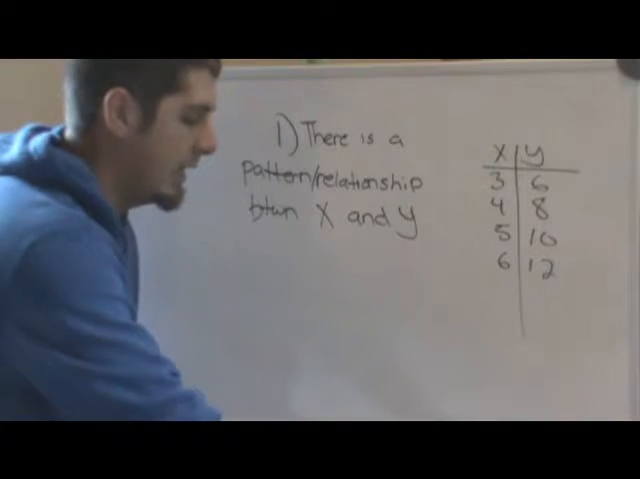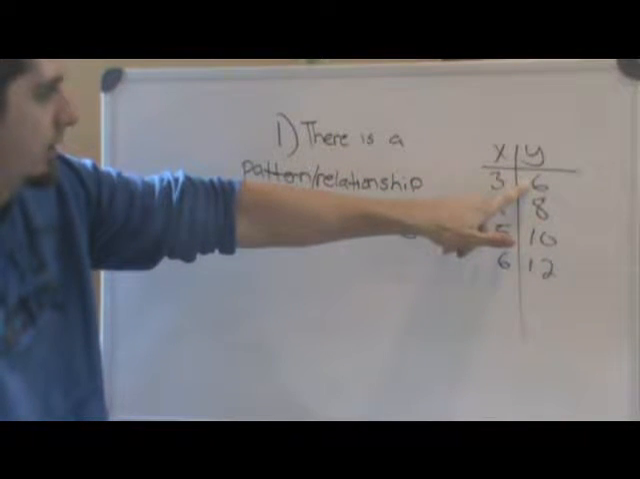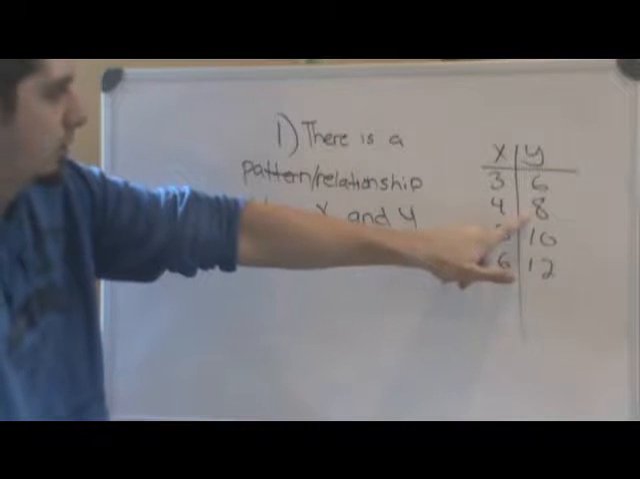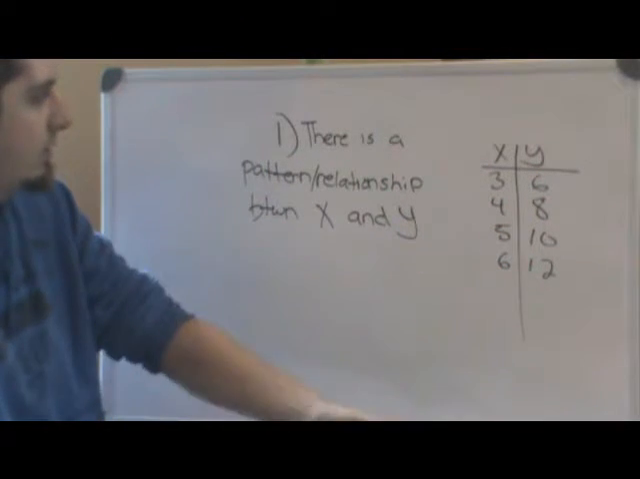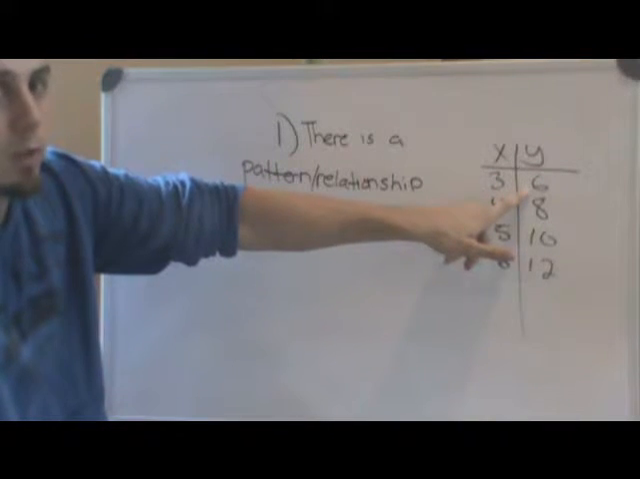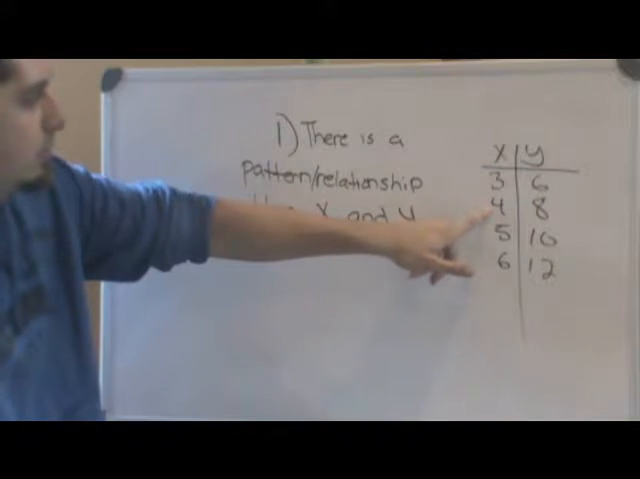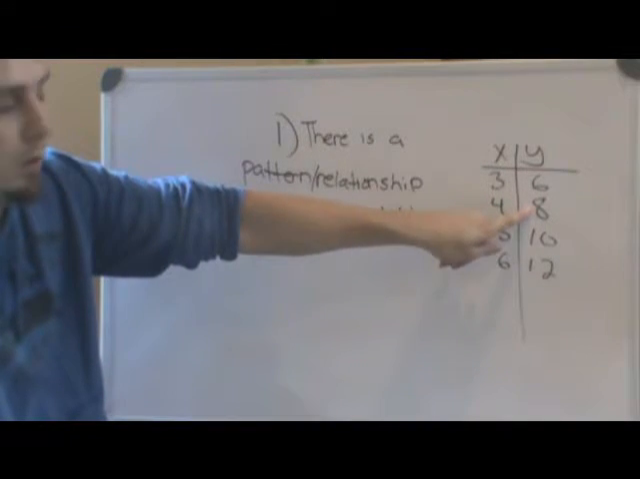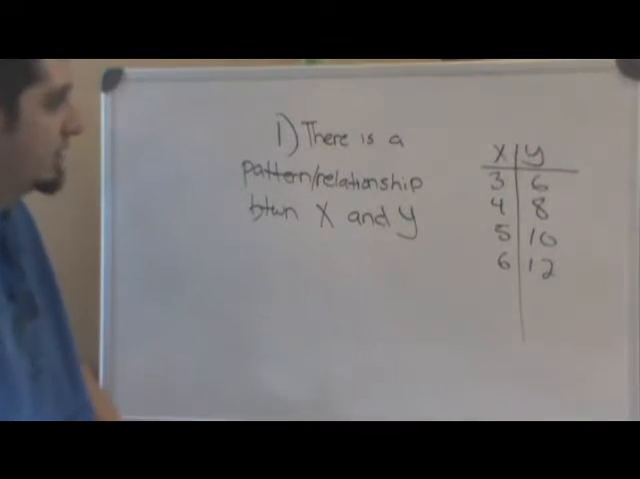If you take a look at your X and your Y coordinates, you can see that when I double X, so I do 3 times 2, I get my Y coordinate. So when I double the X coordinate, 4 times 2 is 8, I get my Y coordinate. So that would be the pattern or relationship in this case.